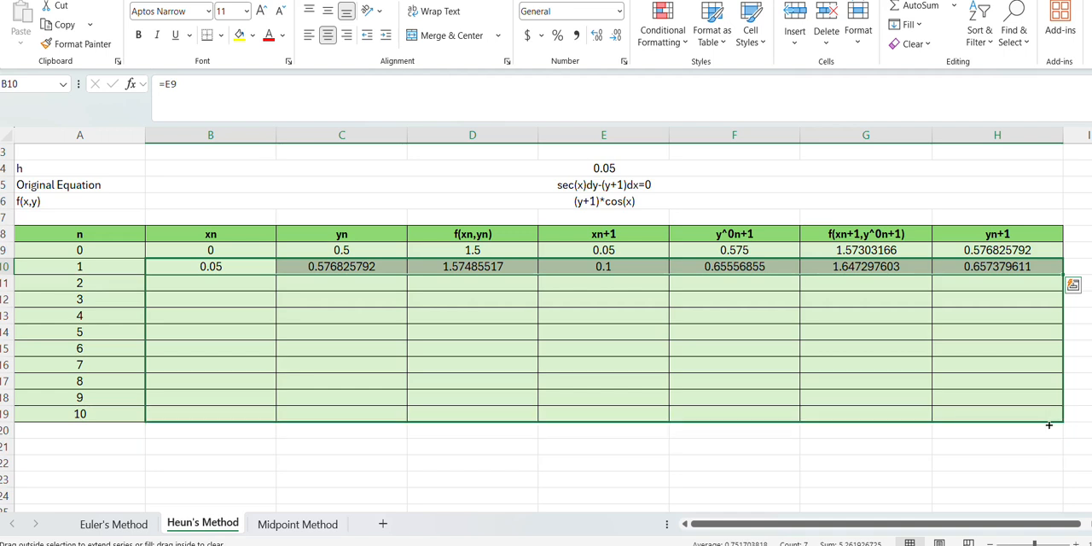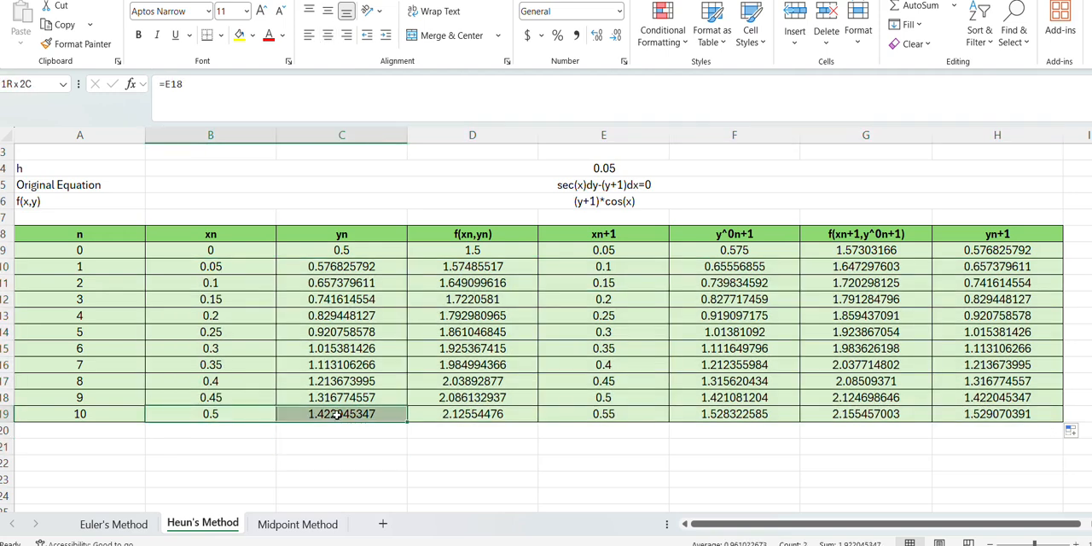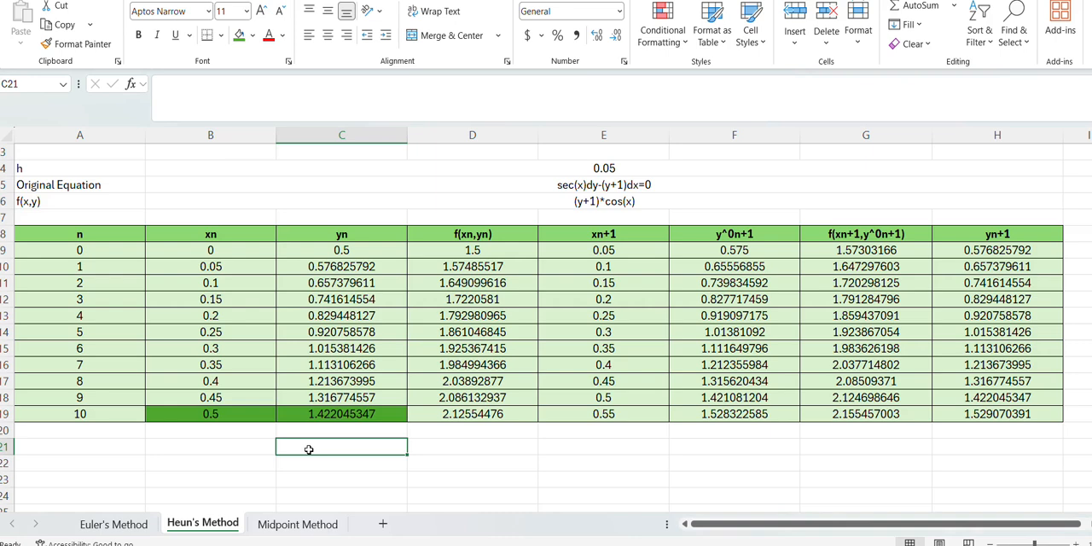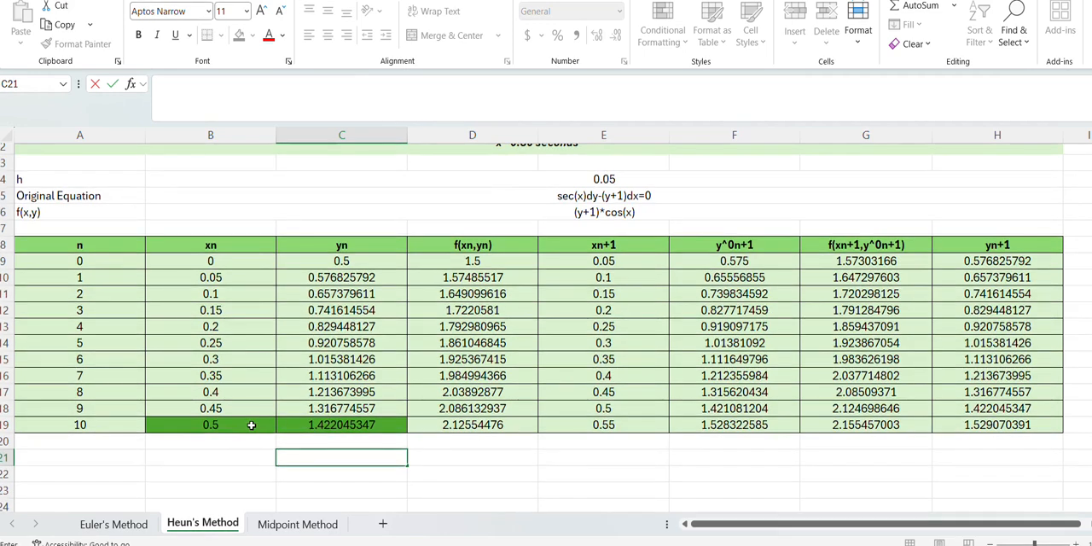As we drag it, we find the value at 0.05 here. So the value at 0.5 seconds upon highlighting is this one, equal to 1.422 millimeters. So it solves the problem of the civil engineering firm with the new polymer support: we concluded that in 0.5 seconds there is 1.42 mm of deformation. Thank you.